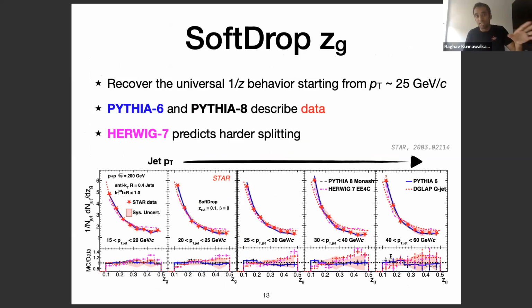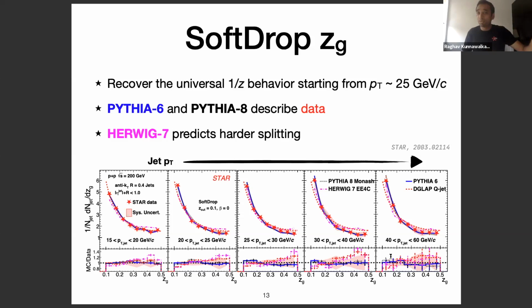That's where the z_g observable comes in. This is the momentum fraction at your first hard split. This is a paper that's been out on arXiv for a few months, and it should be published soon. The plot shows different PT bins. On the left you have low PT, on the right high PT. You see the data in the red star markers, and as you increase the PT, the distribution goes up. It's already a little steep to start with, but then it gets even steeper. And from about 25 GeV onwards, that's what we like to call the universal 1/z behavior.